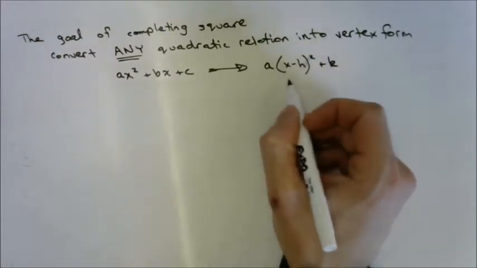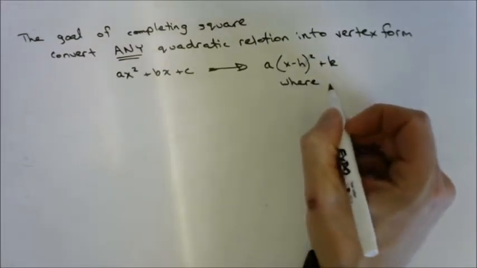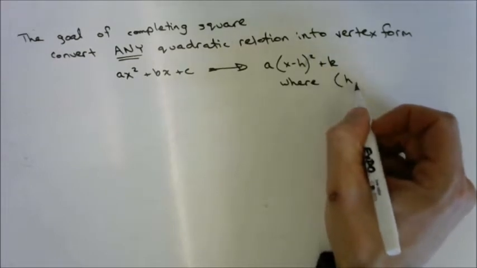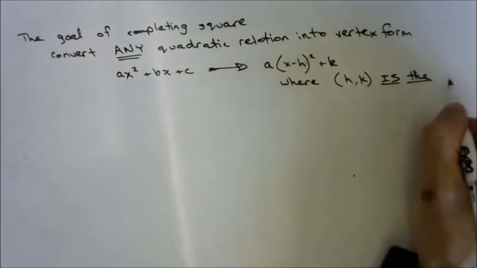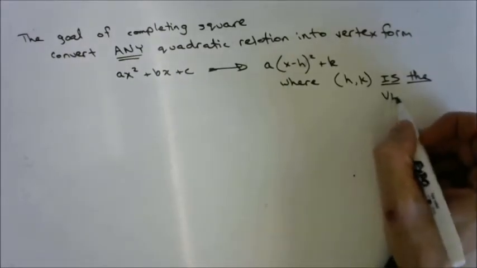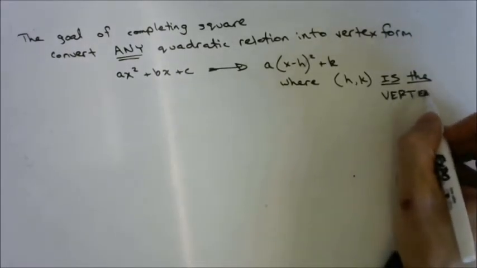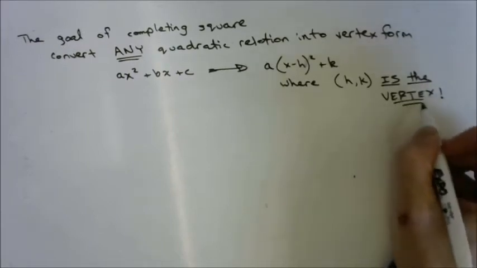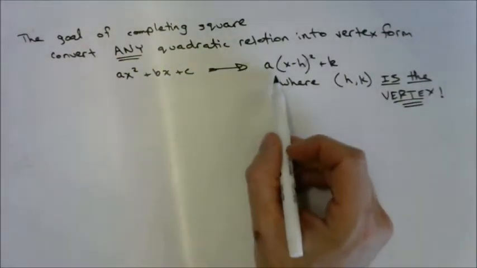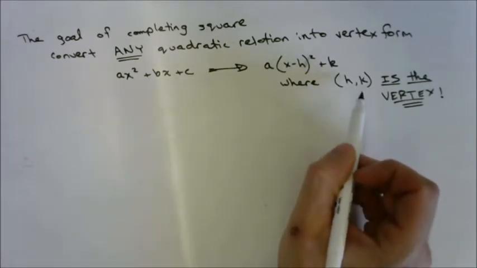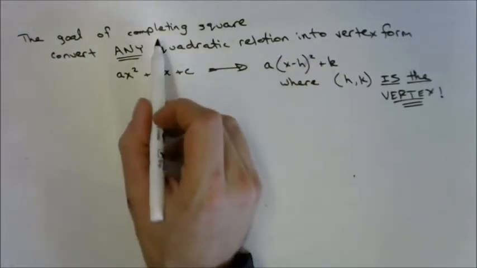Why would you want to do that? This is called vertex form. It's called vertex form because (h, k) is the vertex. If you can convert into vertex form, you get the vertex. You do that by completing the square.